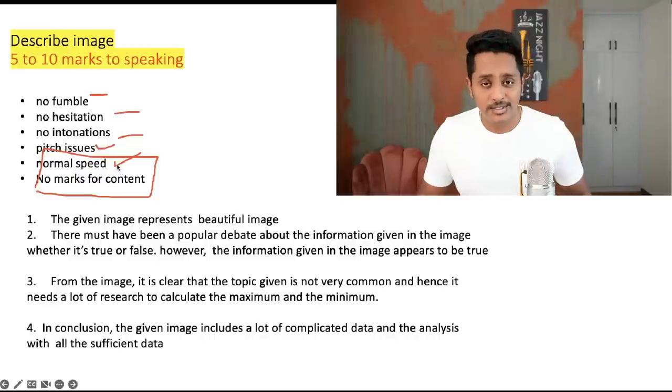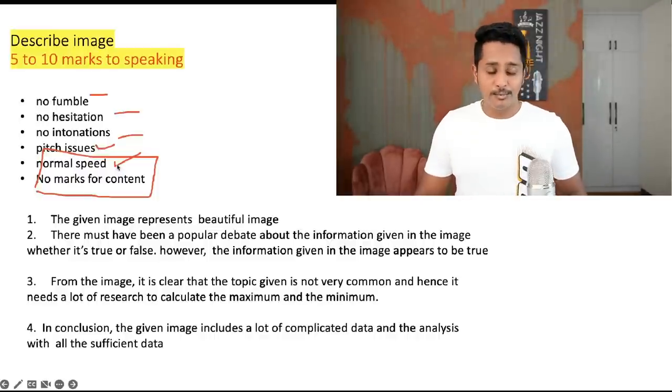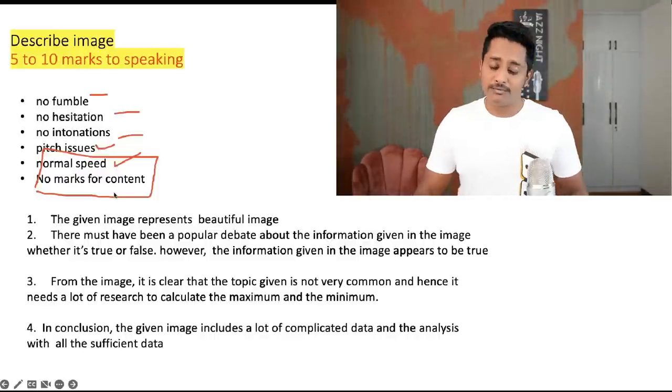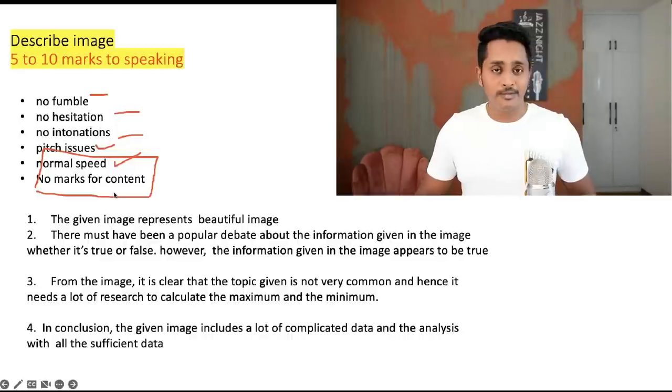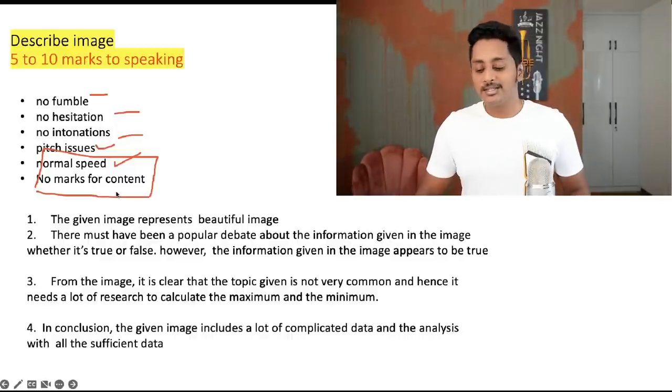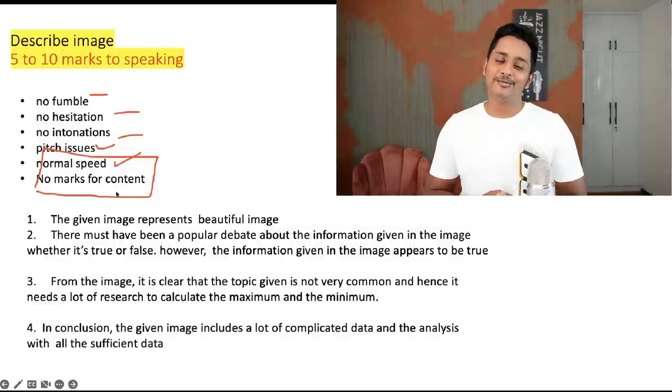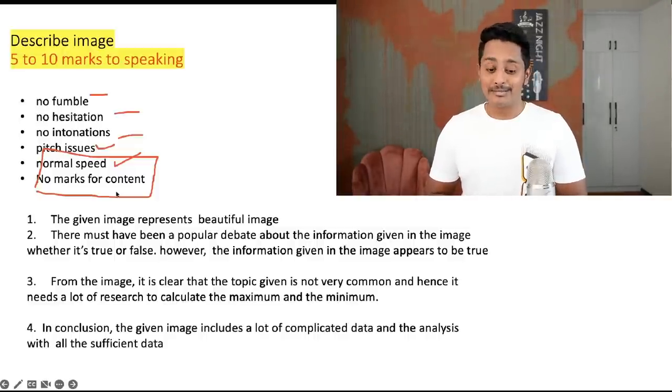The given image represents a beautiful image. There must have been a popular debate about the information given in the image, whether it is true or false. However, the information given in the image appears to be true. From the image, it is clear the topic given is not very common, and hence it needs a lot of research to calculate the maximum and the minimum. In conclusion, the given image includes a lot of complicated data and analysis with all the sufficient data.